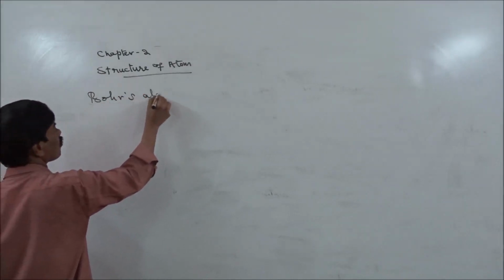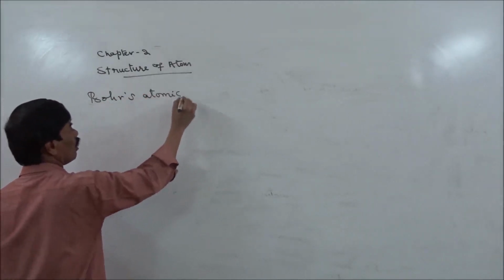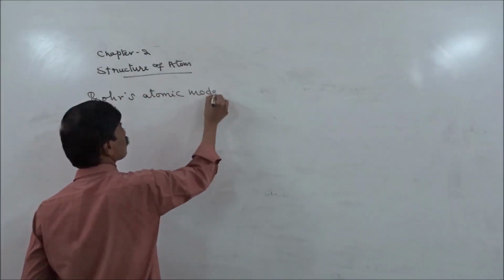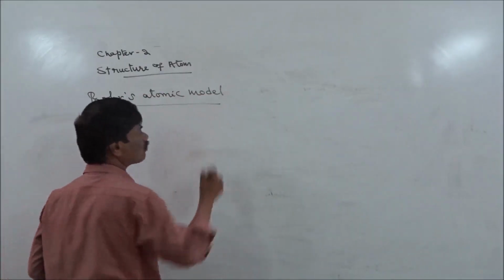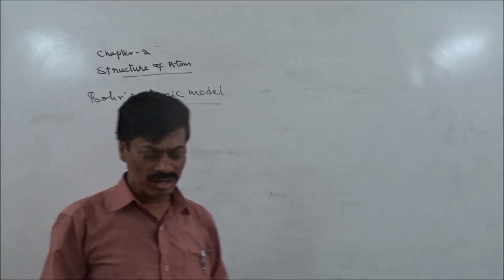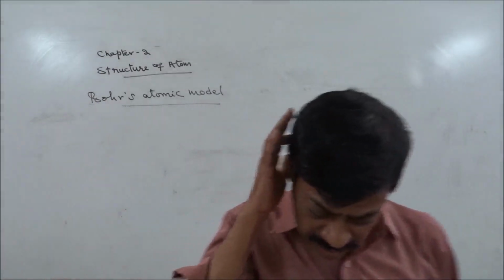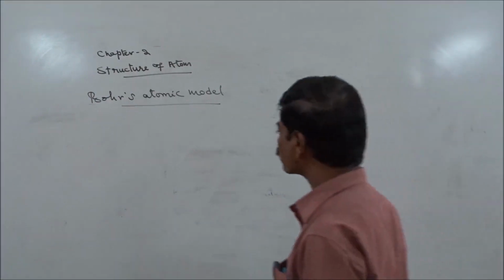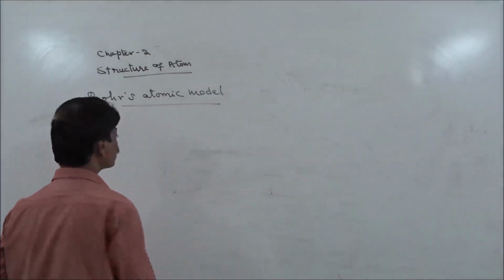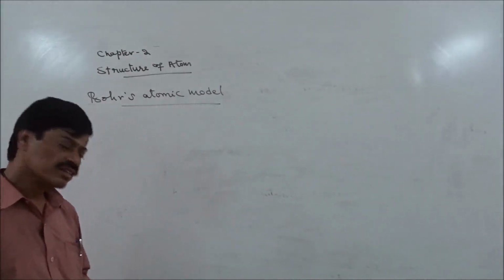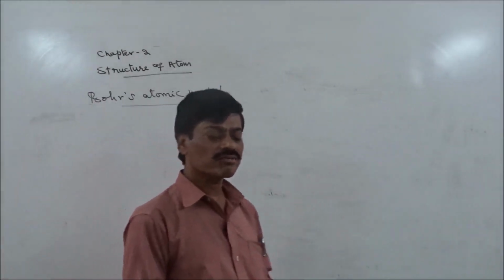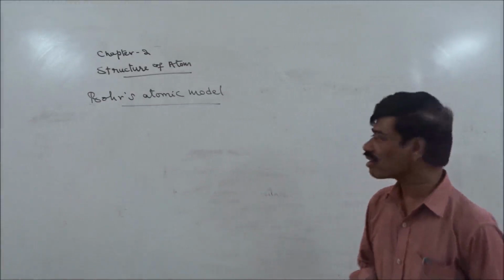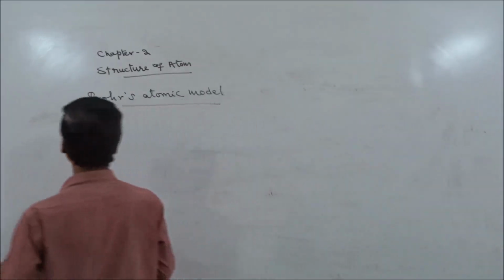Bohr's atomic model. Niels Bohr, name of the scientist. Now let us see, according to Niels Bohr, around the nucleus the electrons are revolving continuously in circular paths. Here we have a particular term for the circular path, that is orbit.